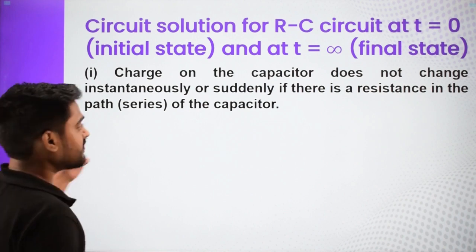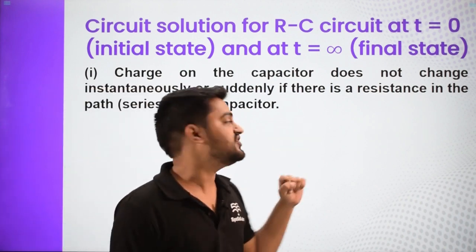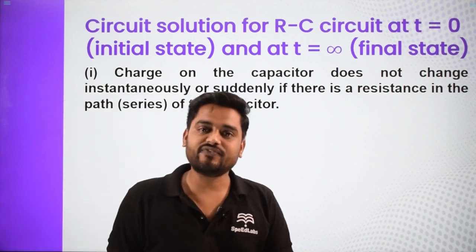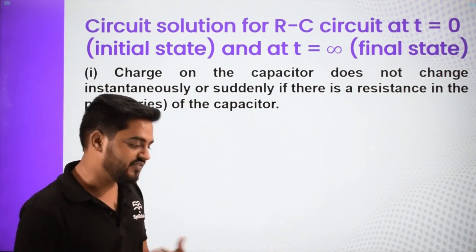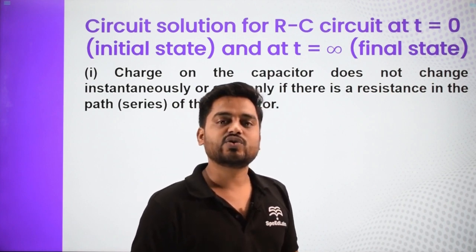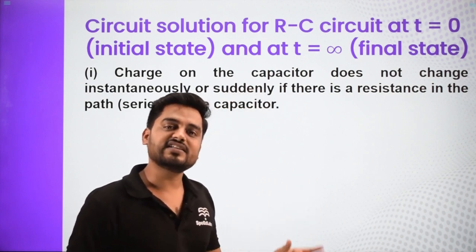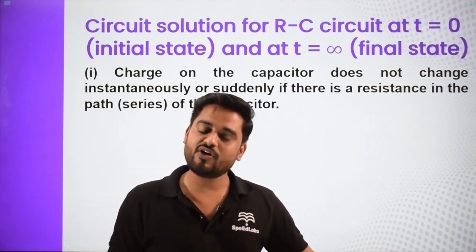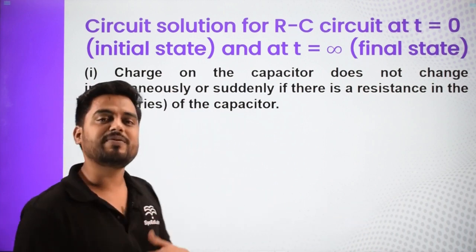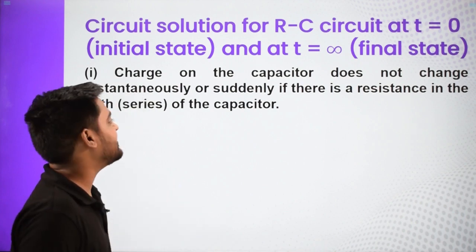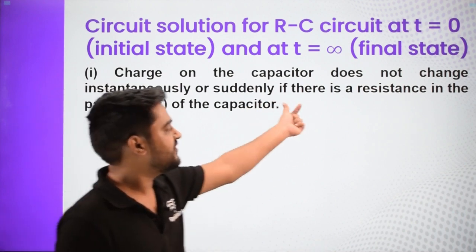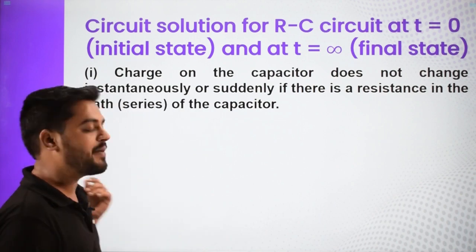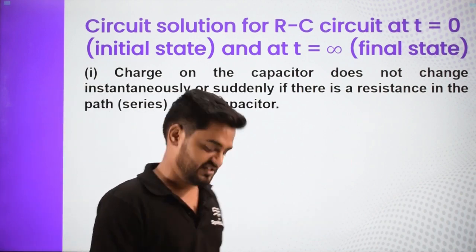Now, charge on the capacitor does not change instantaneously or suddenly. If we are charging a capacitor, like we have connected a discharged capacitor to a battery, then it is going to be charged, but it will take some time. That time will obviously be very small, but it will not be sudden. It can't be instantaneous if there is a resistance in the path. If there is no resistance, then the capacitor gets charged almost immediately.